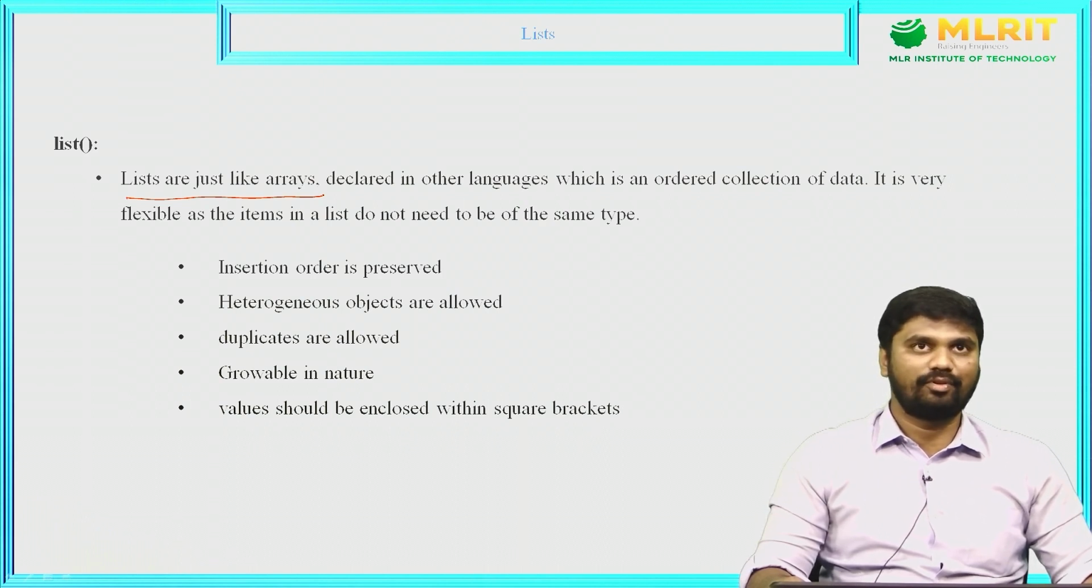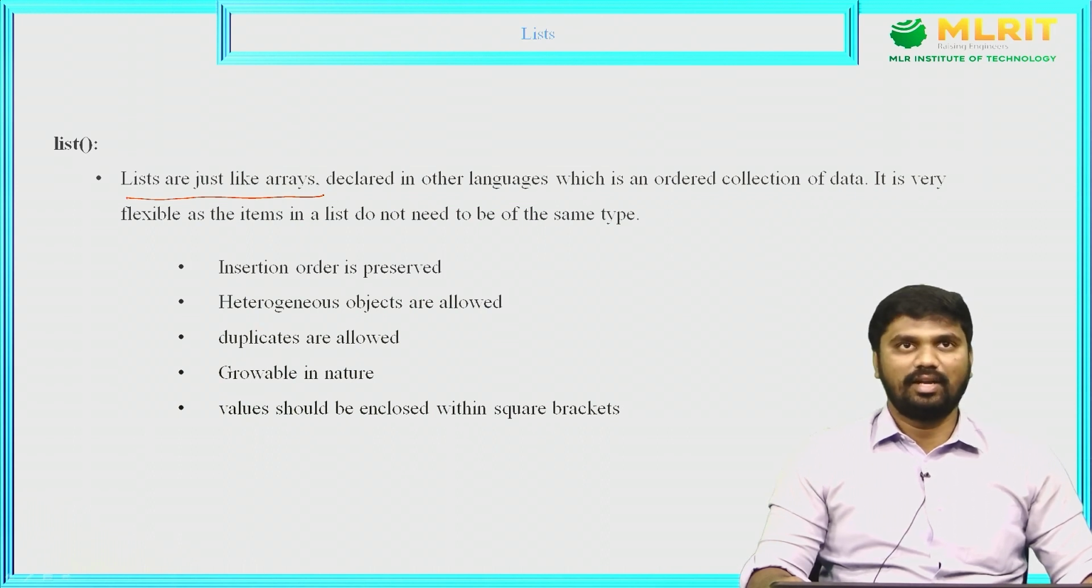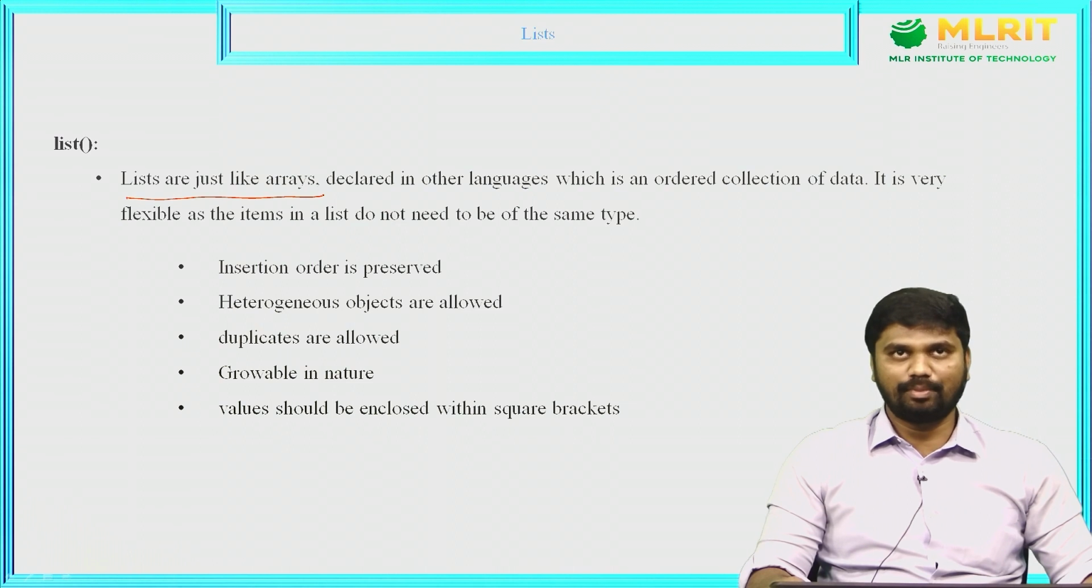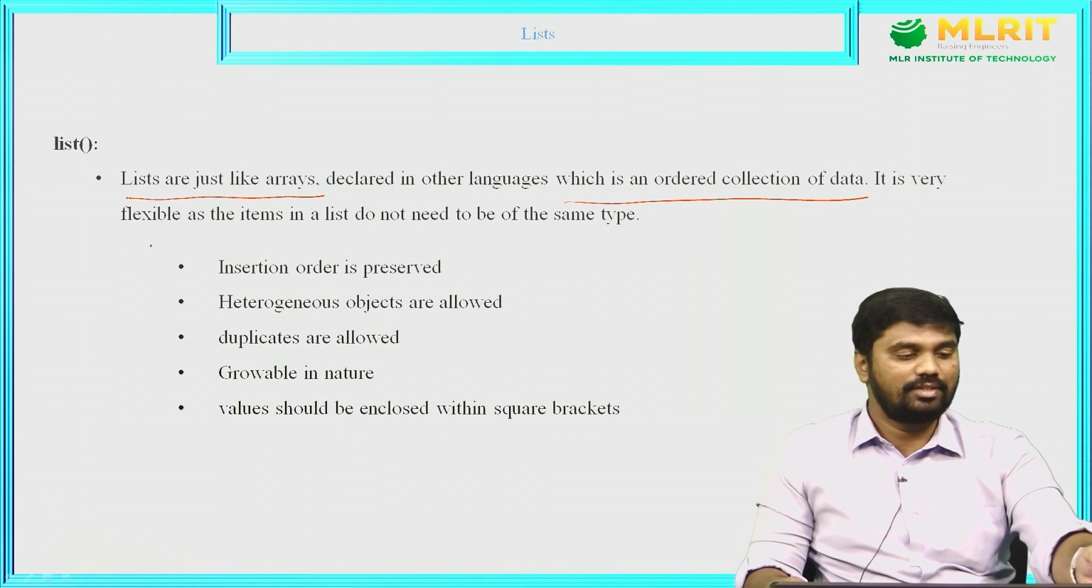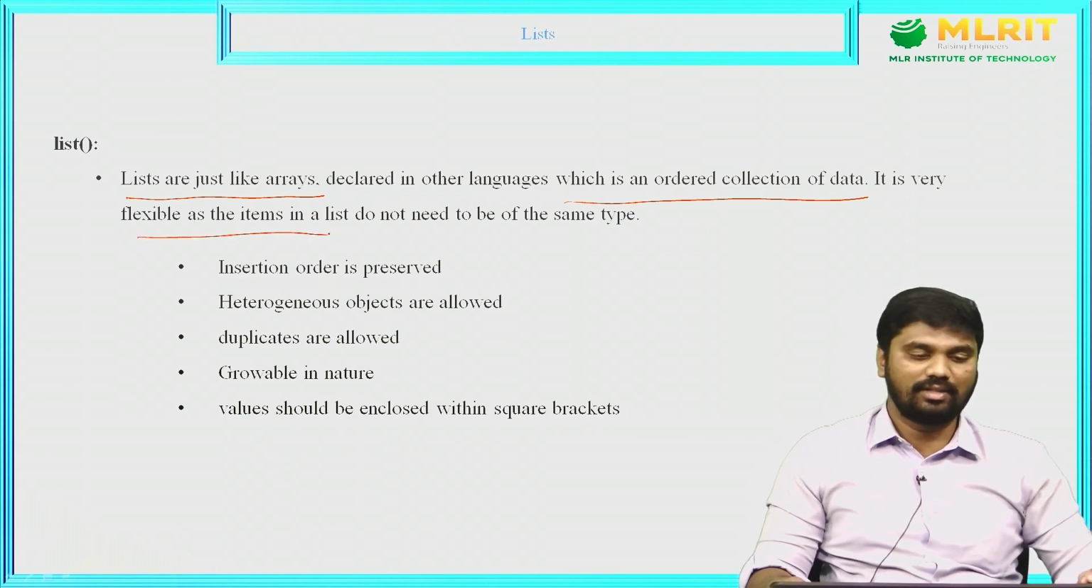If you take the Java programming language, in Java we use an array variable which is used to store multiple values. The same thing here: a list is also used to store multiple objects, as an ordered collection of data. It is very flexible, as the items in a list do not need to be of the same type.